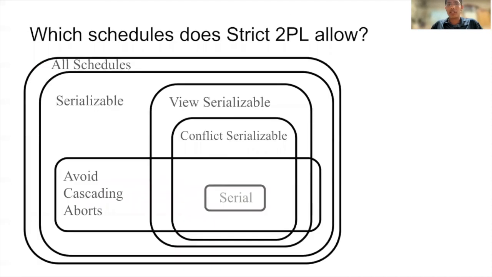So what schedules does strict two-phase locking allow? Well, it allows a smaller subset of conflict serializable ones, because strict 2PL avoids cascading aborts. And so it's going to essentially allow a smaller subset here. It's going to allow the intersection of schedules that avoid cascading aborts and schedules that are conflict serializable.